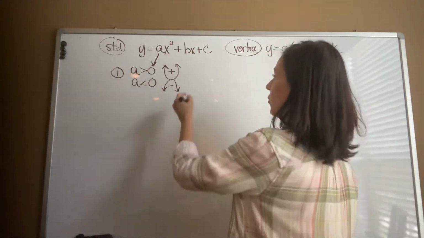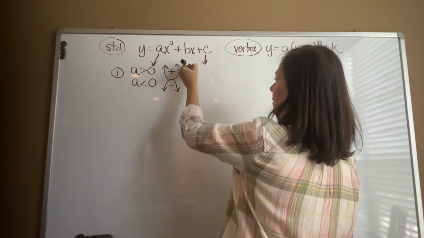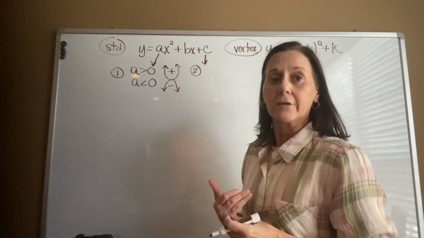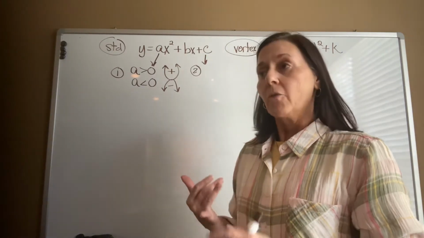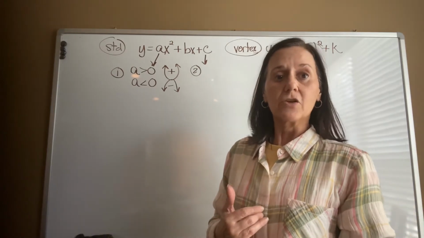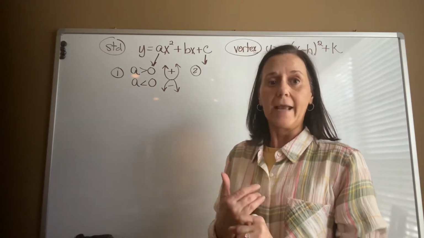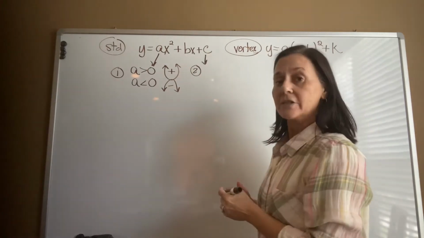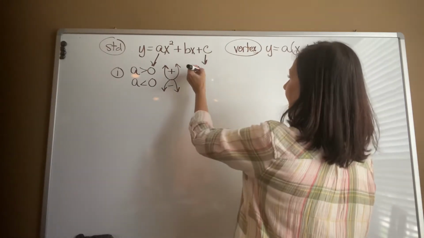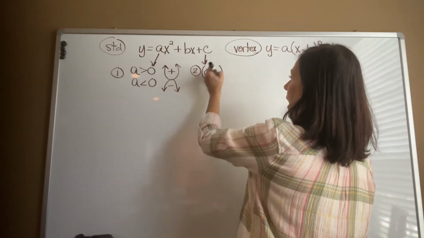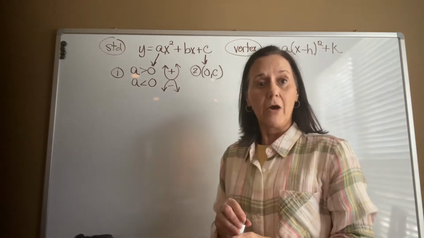A second question we're going to take note of is the y-intercept. What is the y-intercept? The y-intercept is where this graph will cross the y-axis. The c value tells us where it crosses the y-axis. So your y-intercept will be 0 and the value of c.